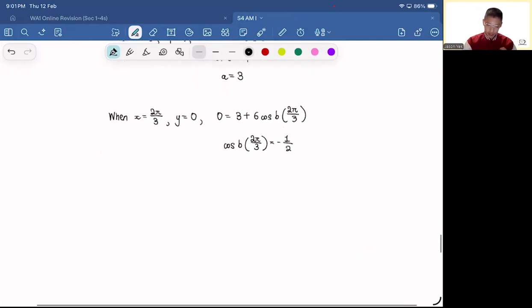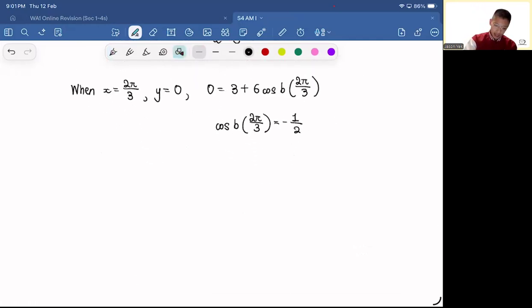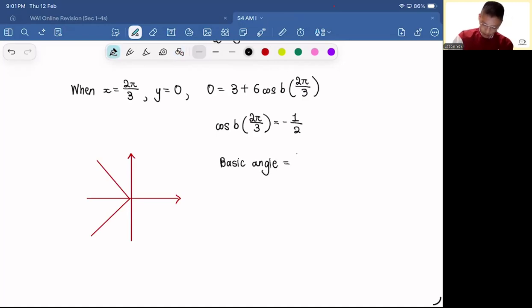Calculate, we know this is half, so your ASTC comes in again. This is picturing your trigo ratios. So over here, you have ASTC. Okay, we know it's an S at T, because it's negative. So just picture your basic angle. Basic angle is equal to pi over 3. Remember when we do our basic angle, we ignore the negative. Okay, so we have pi by 3.